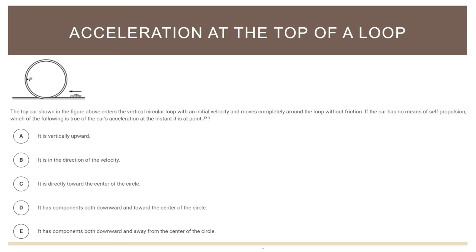Now, the fact that it says the car has no means of self-propulsion means it's not going to be exerting any additional forces as it goes around to give it an additional acceleration in the upward direction. It cannot propel itself. This thing has an acceleration for two reasons. It has an acceleration towards the center of the circle, because it's a circle, and thus it has a centripetal acceleration. And it also has an acceleration that points straight down. That means the answer here should be D.